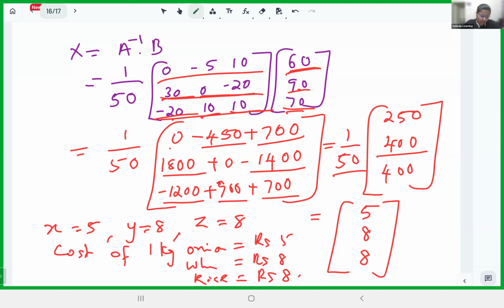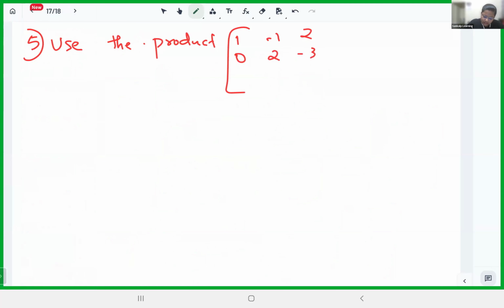Alright, now the last question of the session, just the fifth question, okay? So, use the product: 1, minus 1, 2, 0, 2, minus 3, 3, minus 2, 4 into minus 2, 0, 1, 9, 2, minus 3, 6, 1, minus 2.